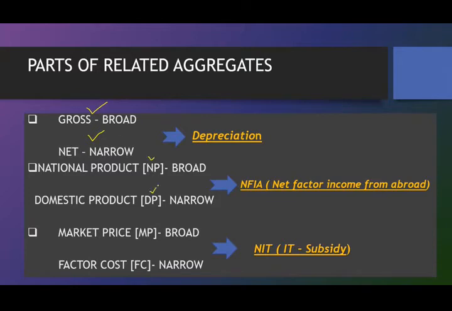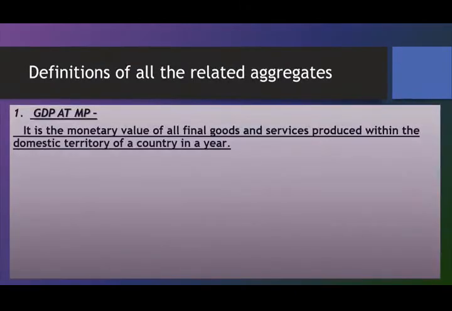NP is broad and DP is narrow, and the difference of both will lead to NFIA. MP is broad and FC is narrow, and the difference of both will lead to NIT. So now today you have to first understand the definition of GDP at MP. Whenever you see it, you will be using the same definition for all the related aggregates.